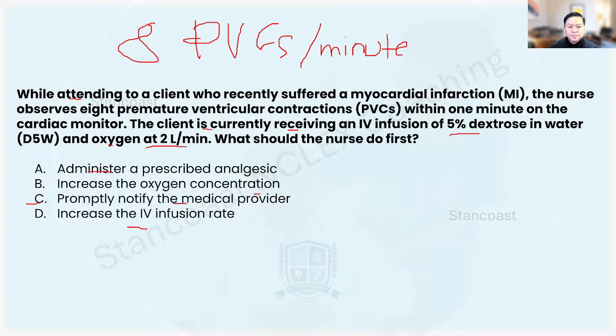Why? When you are seeing 8 PVCs in a minute, or anything that exceeds 5 to 6 PVCs, that will cause you to call the medical provider. Make sure that you notify them right away, especially since our patient has suffered the MI recently. This can predispose them to developing ventricular irritability, such as VTAC or VFib.